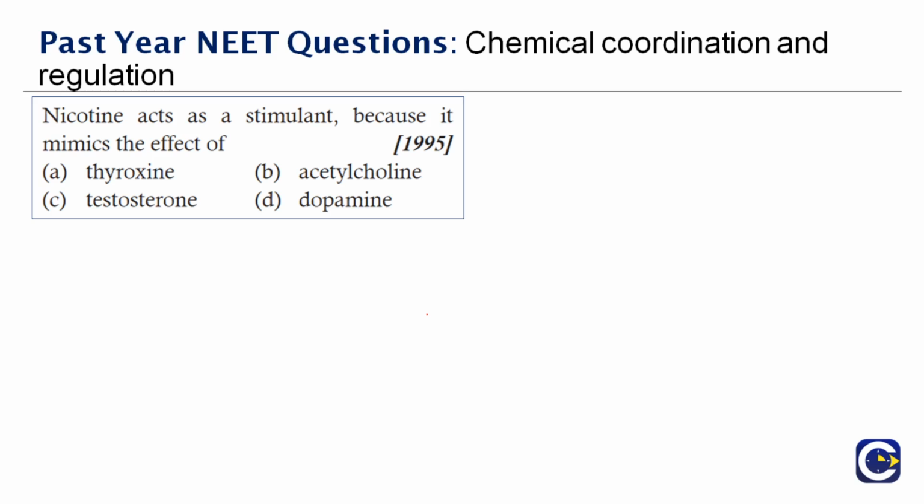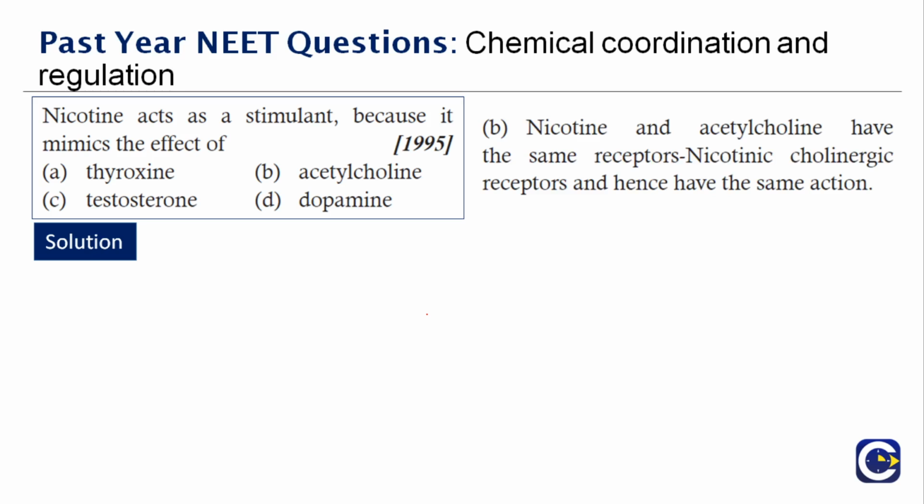Next question: nicotine acts as a stimulant. We all know that, right? Because it mimics the effect of dash. Nicotine and acetylcholine have the same receptors, the nicotinic cholinergic receptors, and hence they have the same action. So it mimics the activity. Both acetylcholine and nicotine act as stimulants and they mimic each other. Therefore, the right answer is option B.